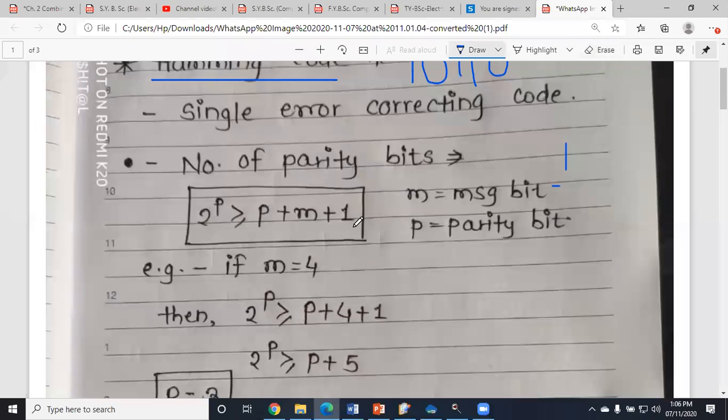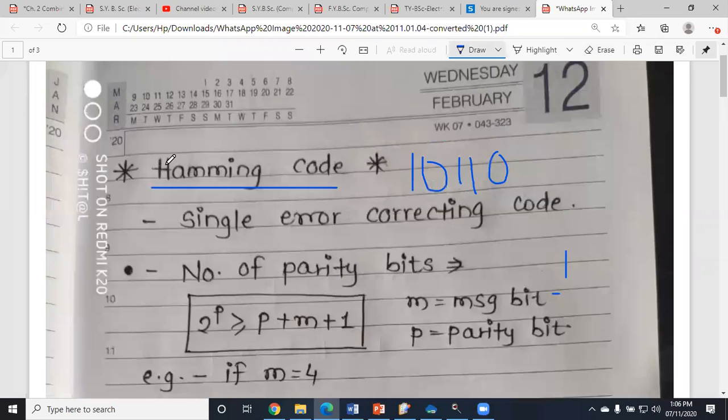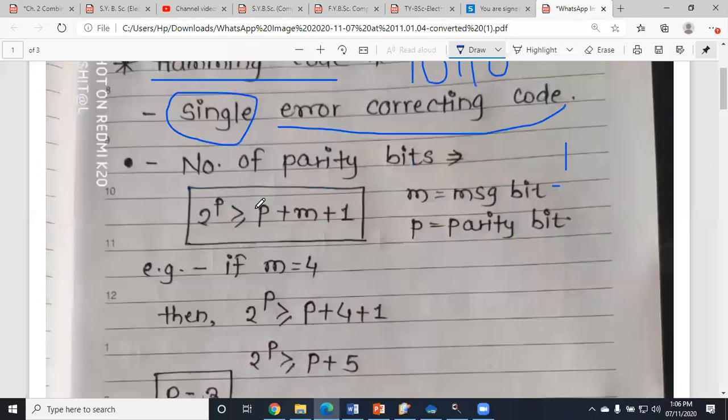Now see, Hamming code is what? It is an error correcting code. See here, it is written as an error correcting code. It is going to correct an error. But the limitation of Hamming code is that it is used to correct a single bit error only. Right? Now, in that we have 2 different bits. One is your message bit, the second is your parity bit.